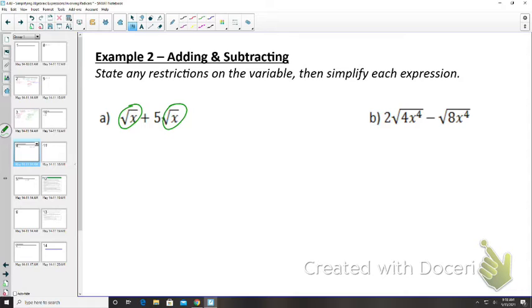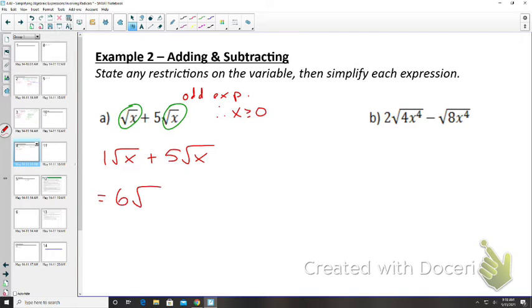Okay, so first let's state our restrictions. So we have an odd exponent, therefore x must be greater than or equal to 0. Okay, so now that we have stated our restrictions, let's go ahead and start simplifying this. So root x is the same thing as 1 root x plus 5 root x. Because we have the same radicand, we can just add the numbers out in front. So this becomes 6 root x.